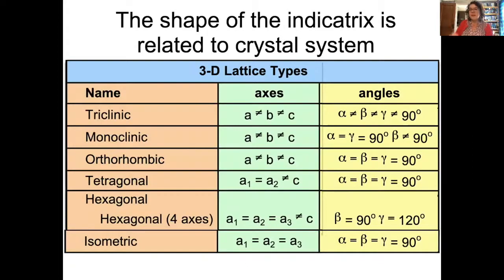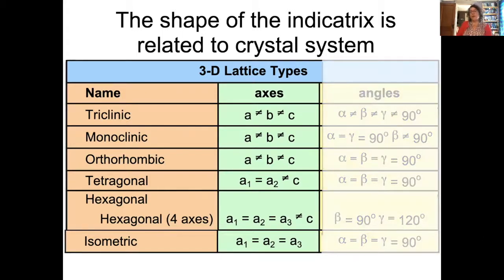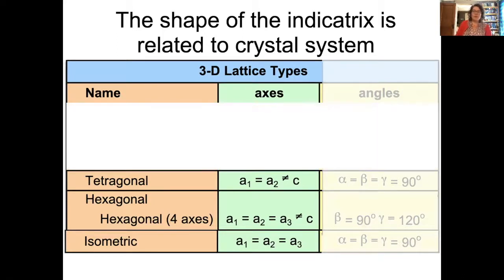The shape of the indicatrix is related to the crystal system. And I just want to remind you there are 6 crystal systems. And they are defined by the relationship of the lengths of their axes, and the relationship of the angles between those axes. And each one has a different relationship. Today, when we're talking about the indicatrix, we really only need to think about the axes. And if we look at that, there are 3 unique relationships that we see here. And today, we're just going to talk about tetragonal, hexagonal, and isometric minerals.